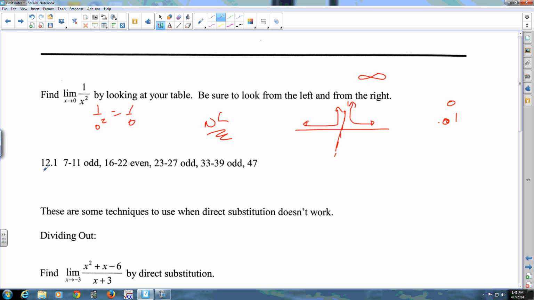That should be all the information you guys need. Here's your assignment for section 12.1.